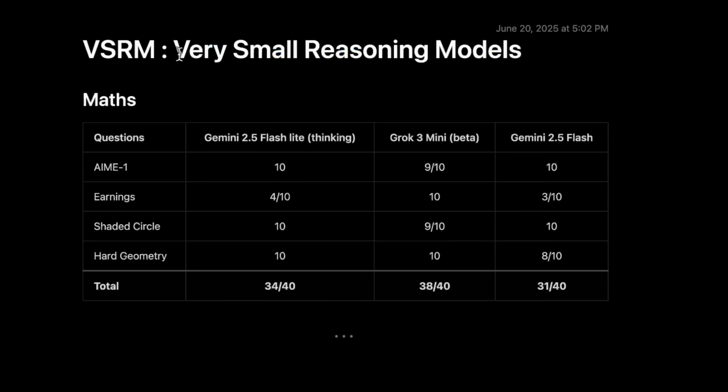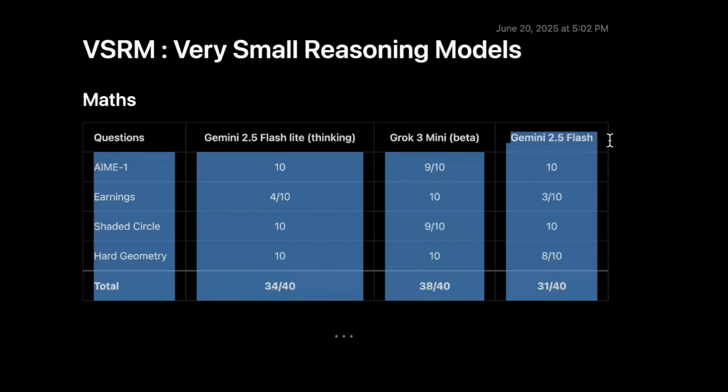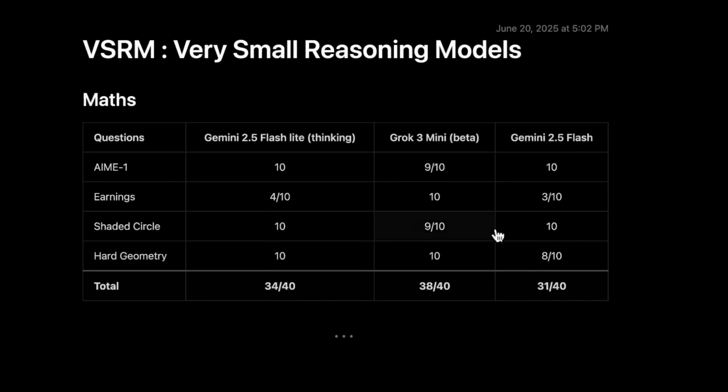Having said that, you can see these very small reasoning models are not able to beat very good non-thinking models like Gemini 2.5 Flash, especially in the reasoning section. So this was it, guys. I hope I was able to give you a comparative analysis of Grok 3 Mini Beta and Gemini 2.5 Flash Lite, and where they could be used.